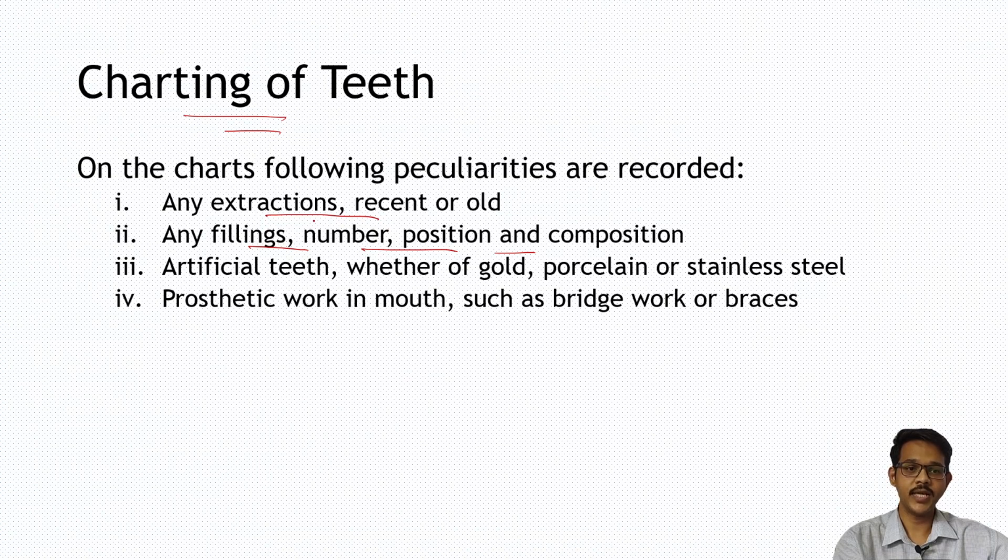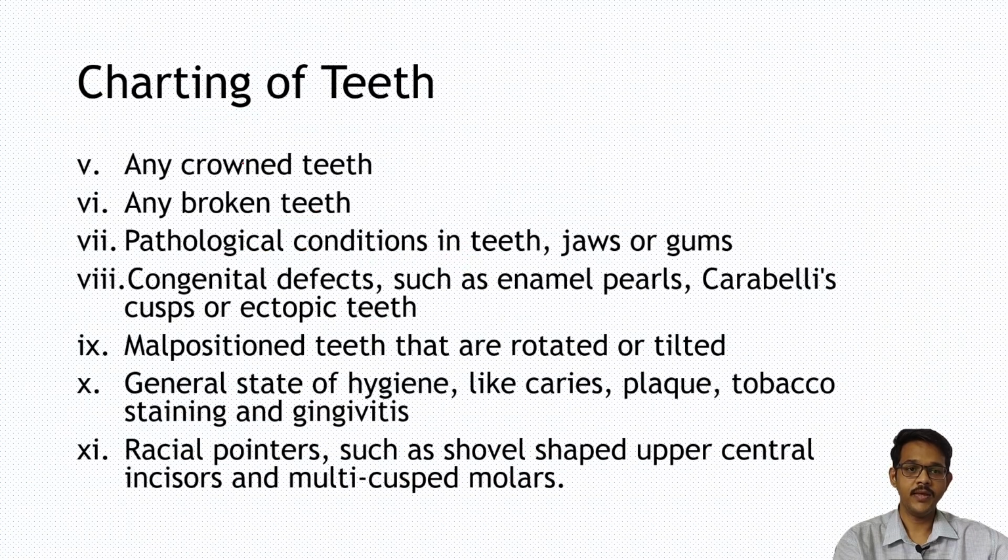It includes extractions, fillings, presence of artificial teeth, whether of gold, porcelain, or stainless steel, prosthetic work in the mouth such as bridge work, whether any braces are present or not, any crowned teeth, broken teeth, any pathological condition in teeth, jaws or gums, congenital defects such as enamel pearls, Carabelli cusps, or ectopic teeth, and malposition of teeth. Again, these characteristics can be useful for identification.